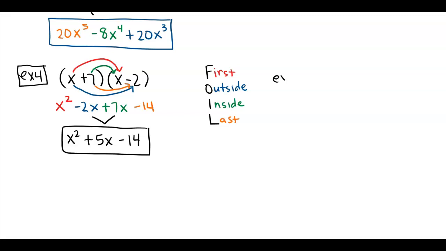Let's try it on another one. So you can try this one out. How about if I have 5x minus 6 in one parenthesis, and then 4x minus 1 in the other parenthesis. I want you to try and use this FOIL idea. Multiply those binomials together, get your like terms together, and then see what you come up with for that final answer.